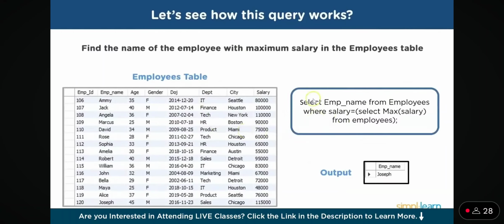To find the employee who has the maximum salary, my subquery would look something like this. I'm selecting the employee name from my table, that is employees, where I'm using the condition salary equal to, and then I'm passing in my subquery or the inner query. First I'm selecting the maximum salary. This will return a particular value, that is the highest salary from the table. And if you see our table, the highest salary is $115,000. So our query becomes select employee name from employees where salary equal to $115,000. So the employee name is Joseph here, and that's the output.